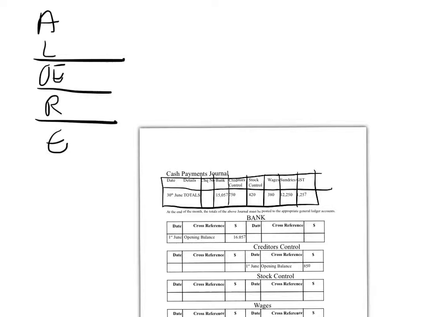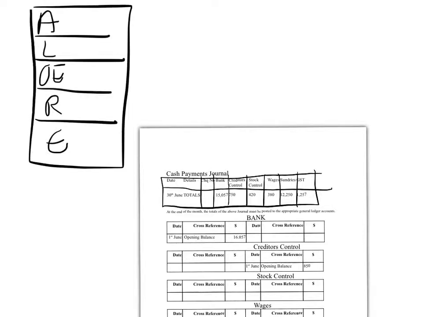Hi guys, this is a quick video to show you how to take the information from a journal and put it into the T accounts. Before you start, at the top of your page, draw up your little table to show your debits and your credits.